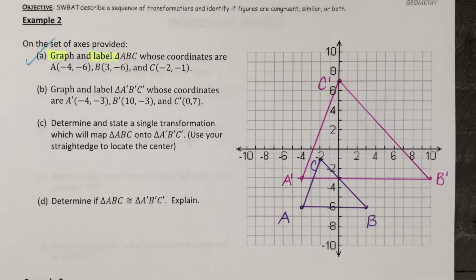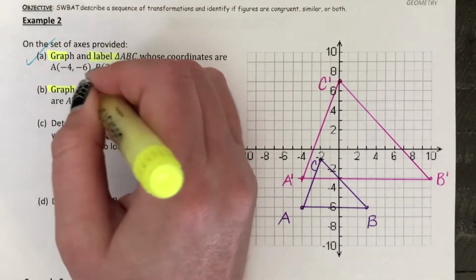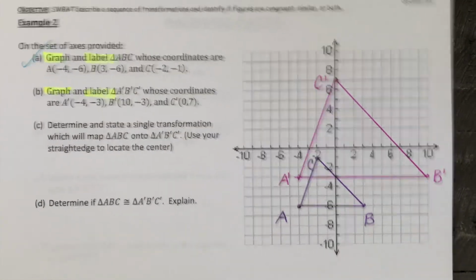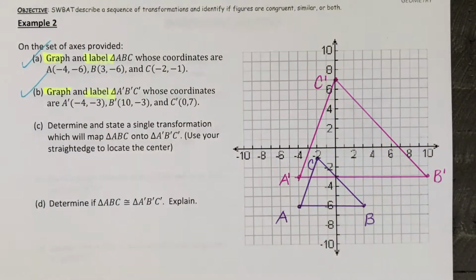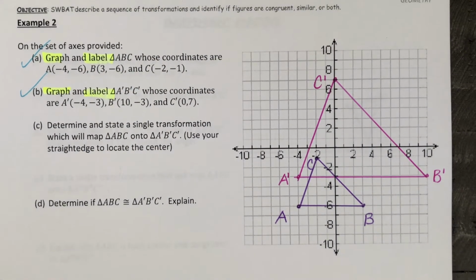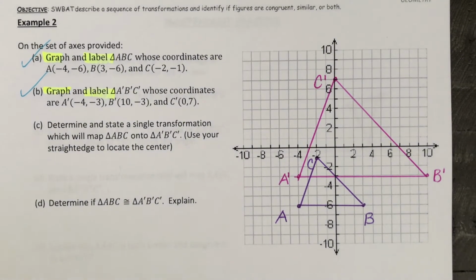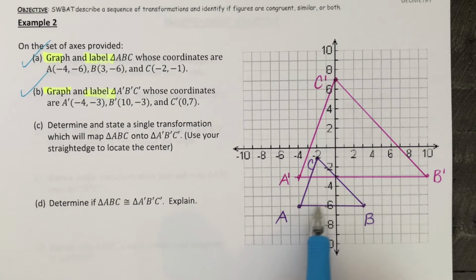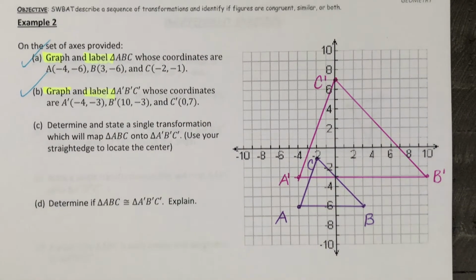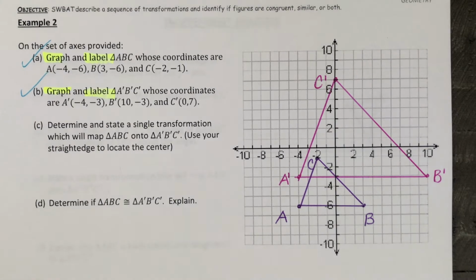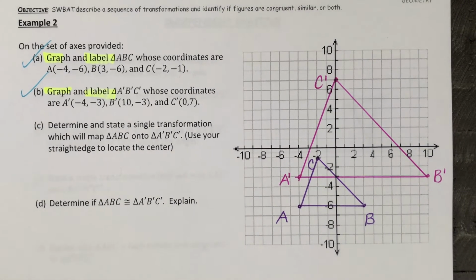Part B, graph and label triangle A prime, B prime, C prime. Again, I graphed that in pink down below. I didn't just graph it, I also labeled it as well. So I am good to go with part B. I am totally done. Now let's look at part C. Determine and state a single transformation that's going to map triangle ABC onto triangle A prime, B prime, C prime. Well, I don't know if you can tell, but those 2 triangles are definitely not the same size. So that means that some type of dilation has to have taken place.